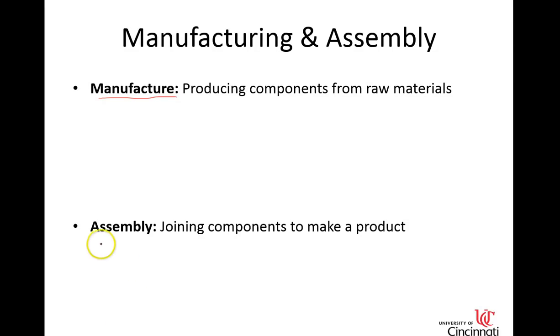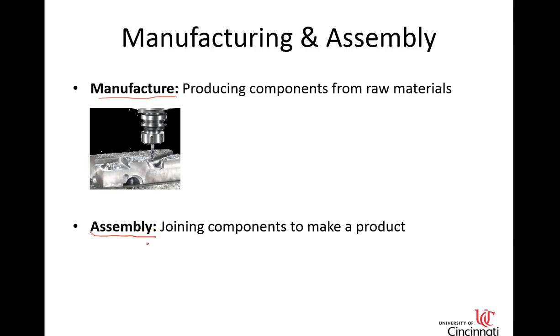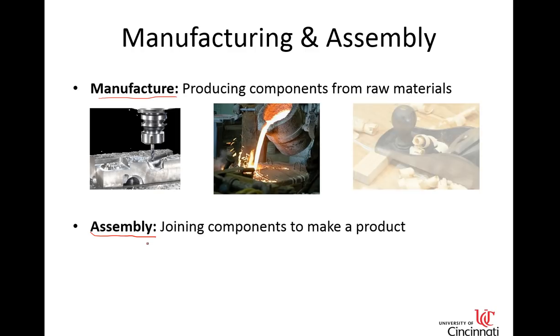Assembly for our discussion is just going to be the joining of components to make the actual product. So now you've got completed and finished components that you're actually going to put together, and we're calling that the assembly process or assembly. Manufacturing can be things such as milling, casting, or even woodworking, carpentry. All those things are forms of manufacturing. And again, manufacturing is very vast. It could be several other things beyond that, but those are just some manufacturing processes.